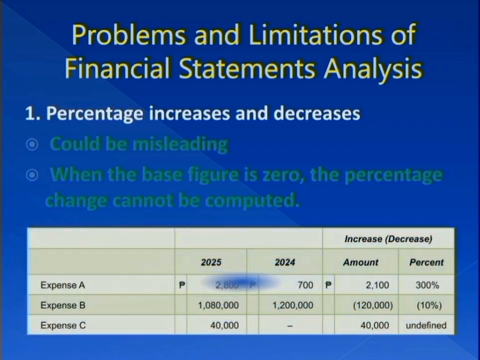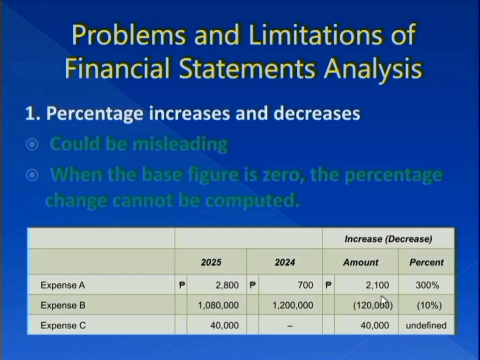Consider the following figures. Notice that expense A increased by a huge 300%, while expense B decreased by only 10%. However, the manager of the company should not worry much about expense A, although the increase is 300%, because in terms of absolute amount, the increase is only 2,100, which is quite immaterial, insignificant.